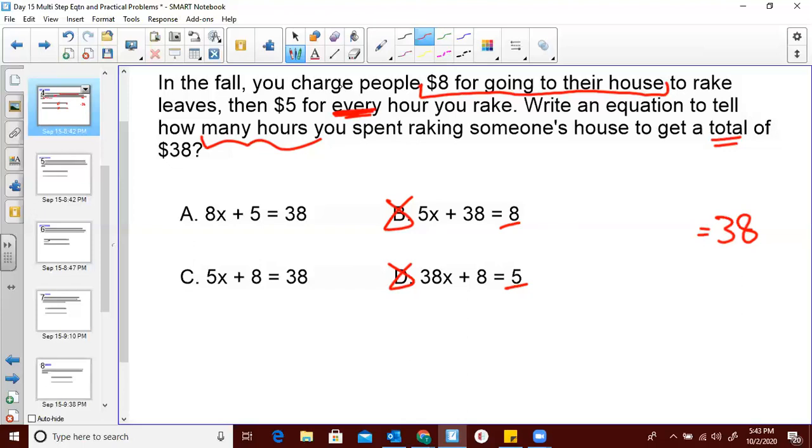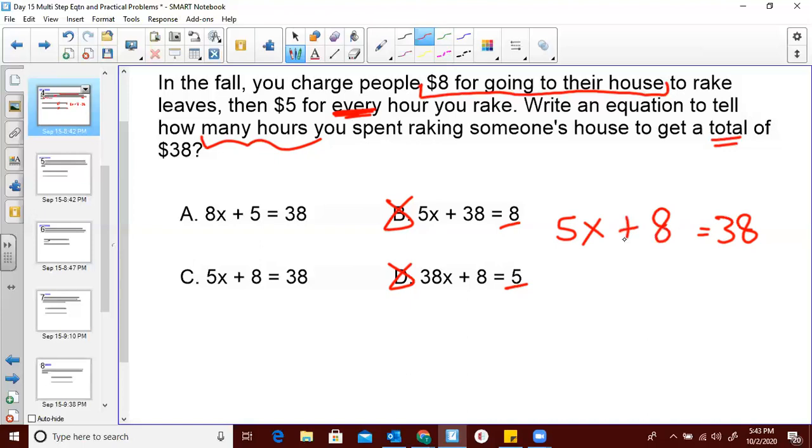So now I'm going to look for that keyword that we mentioned earlier, per, every, words like that. And I see that I have 5. So that's $5 for every hour, right? Because hours is going to be my variable, but I don't know how many hours I'm raking. But then you have to remember that I'm charging $8 just to show up.